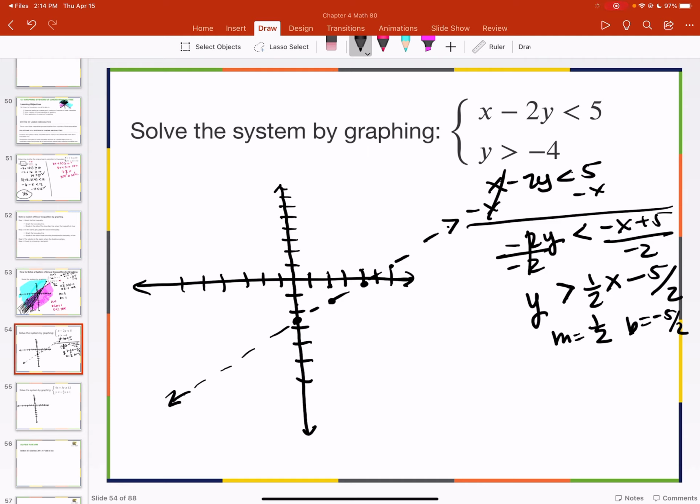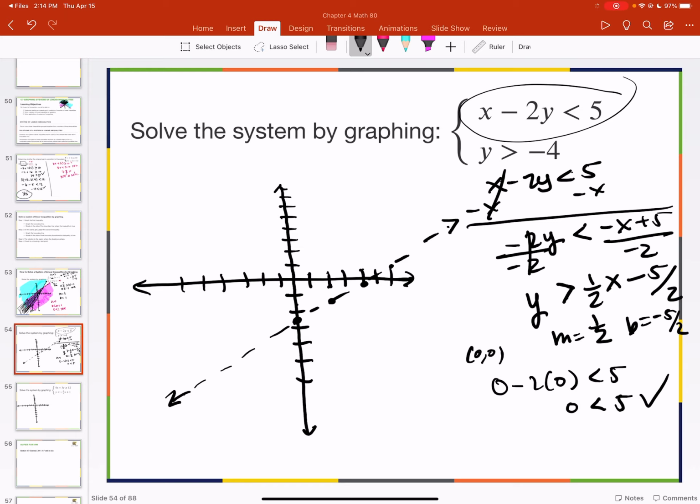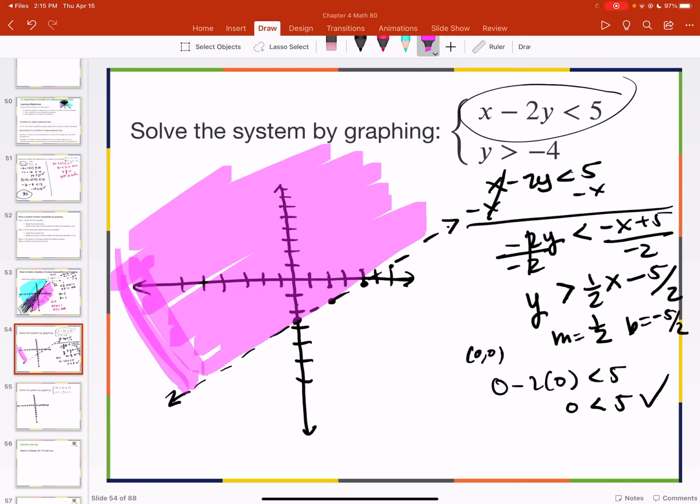So now what side do we shade? Let's go ahead and use a test point. Okay, so let's try 0, 0. We can plug it into this. So 0 minus 2 times 0, is that less than 5? So yes, 0 is less than 5. So we shade the test point side. So we shade up here, the side that includes the test point. So that's that.